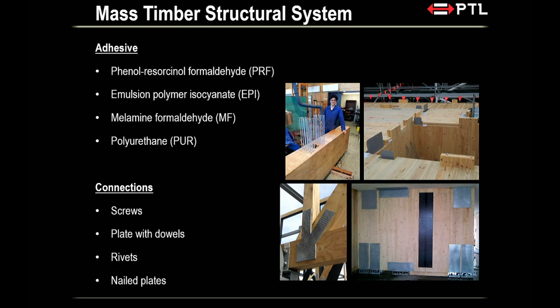Now we come up with all these elements. Now we have LVL, CLT, and glulam. Walls and floors don't just come together. You need connections to put them together. Beams and columns have to be joined together, right? So there are different connections for you to think about. There are screws, plates with dowels, rivets, nail plates. I think you know more about this than I do. At least my structural colleagues in my office often talk about connections. How do we detail this? How do we protect it from fire? That sort of thing, right?